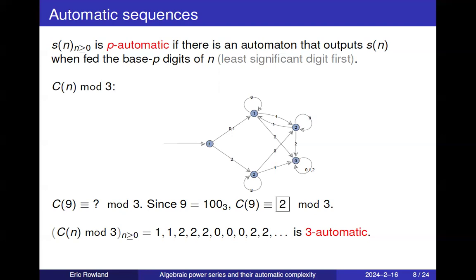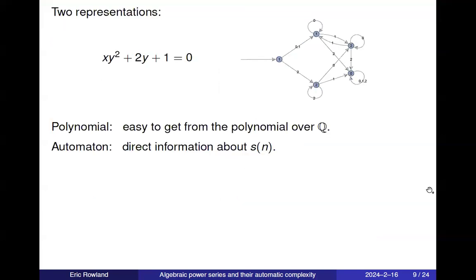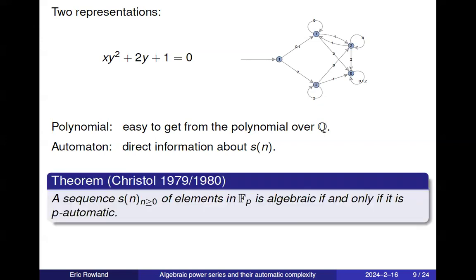And so was it known? I mean, this automaton for Catalan, or is there a general... I'll get to this. So basically we have these 2 representations, at least for the Catalan numbers mod 3: we have a polynomial representation for the power series, and we have this automaton representation. The polynomial is very easy to get from the polynomial over Q, whereas the automaton gives you more direct information about the nth value. And the very surprising fact, if you haven't seen this before, is that these 2 representations describe exactly the same class of sequences.